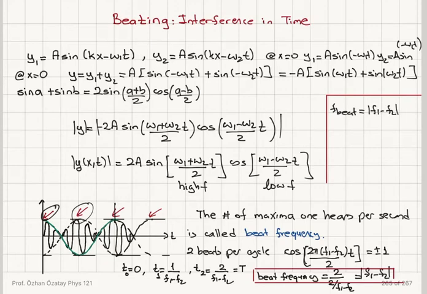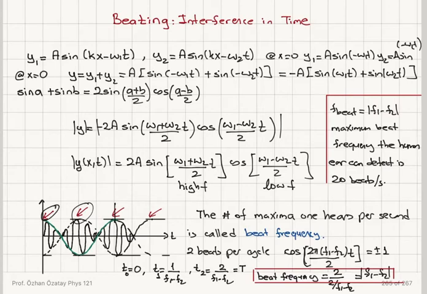So first of all, we have found the beat frequency is the absolute value of f1 minus f2, and the maximum beat frequency the human ear can detect is 20 beats per second.